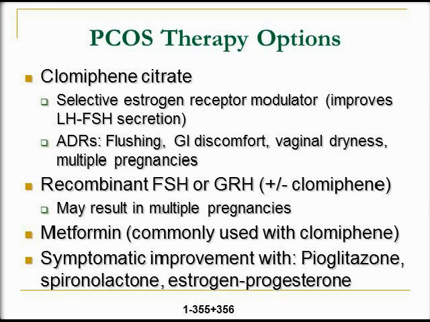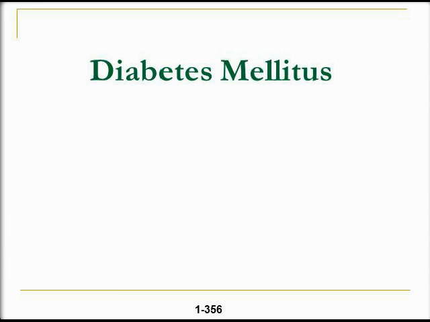Metformin is commonly used, usually with clomiphene, but it can be used without it, if you just want symptomatic improvements and fertility is not the main issue and you don't want to become pregnant. Actos has been looked at, spironolactone, estrogen and progesterone combinations have also been looked at. So a lot of different modalities. I'm no expert in women's health care by any means, but a lot of different options out there. Whew, all right.